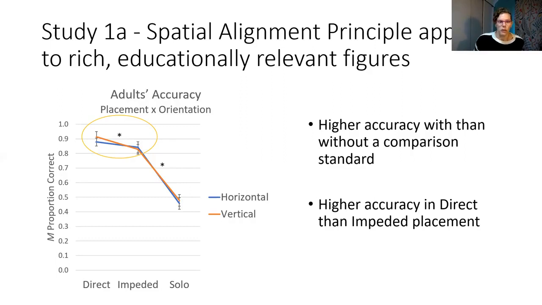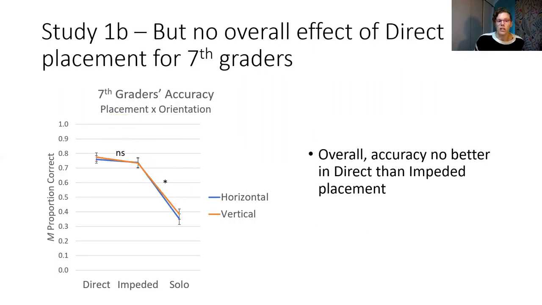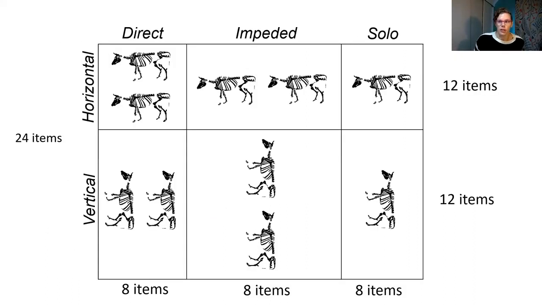What did we see with the middle schoolers? So again, we see this really big benefit of seeing pairs, but we did not find the same benefit for direct over impeded that we saw with the undergraduate students, okay? So what's going on there? Well, I promised I would return to our weird vertical cows. So I'm going to do that now because I think that this will speak a little bit to those differences.